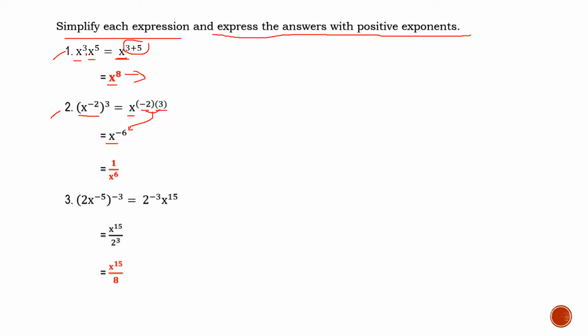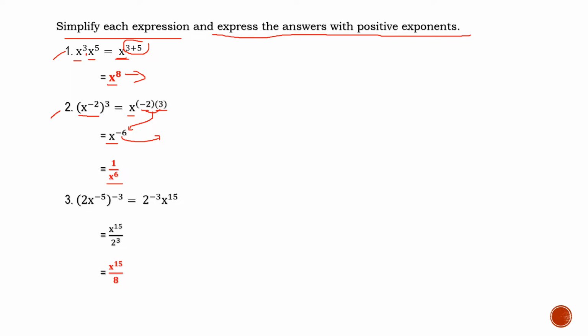Now, as you look at this one, your exponent here is negative. This negative exponent represents that this term with base x is in the denominator. So if we're asked to convert this x raised to negative 6 to a fraction, we're going to put this x to the denominator, and we multiply your exponent by negative 1. So it becomes 1 over x raised to 6.